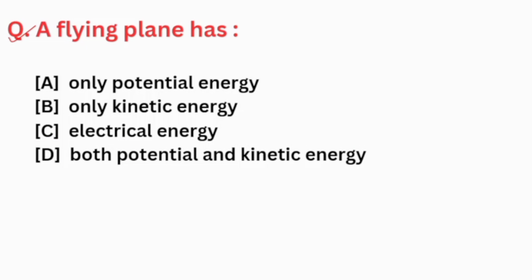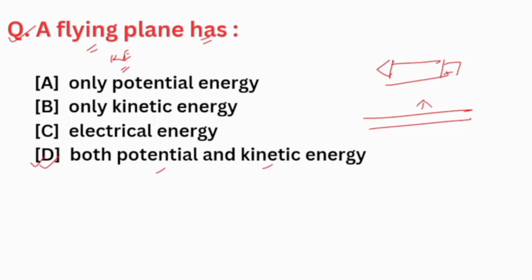Next is, a flying plane has what kind of energy? The correct answer is it has both potential energy and kinetic energy. Let's see how. Since the plane is flying, it has kinetic energy due to its motion. Due to the height of the plane from the ground, it has potential energy, because the potential energy is equal to m into g into h.